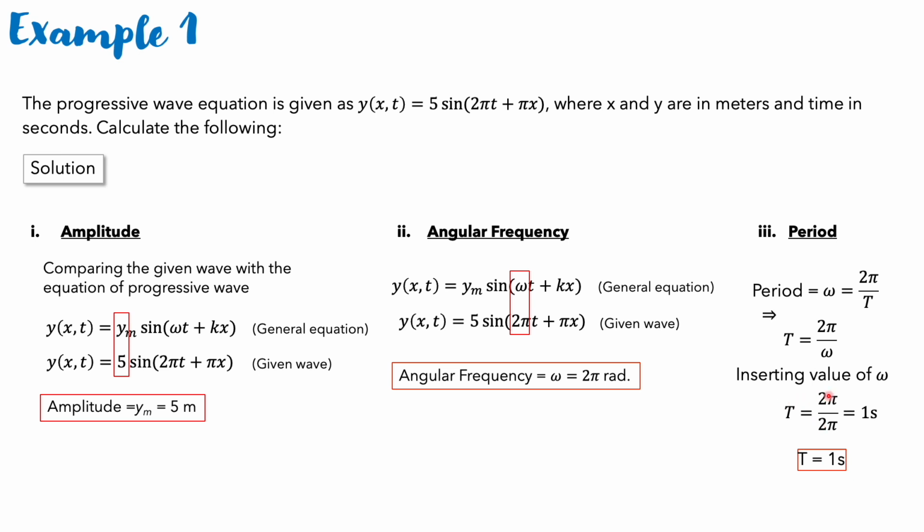In a very simple way, we rearrange these terms to derive the value of t here. T comes here and omega goes there. T is equal to 2 pi over omega, and then we insert the value of omega here, which was 2 pi. So 2 pi divided by 2 pi is equal to 1, and time is given in seconds. Okay, so the time period of the given progressive wave is 1 second.